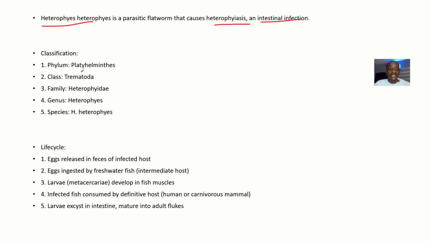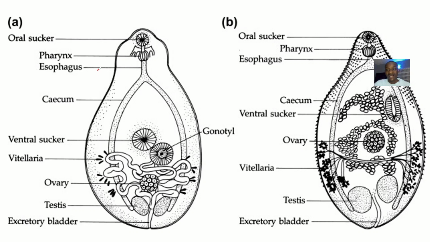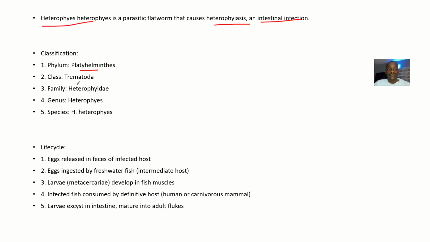Classification includes: the phylum is Platyhelminthes, so it's actually a flatworm. Class is Trematoda. Family is Heterophyidae. Genus is Heterophyes. Species is H. heterophyes. That's why they call it Heterophyes heterophyes.